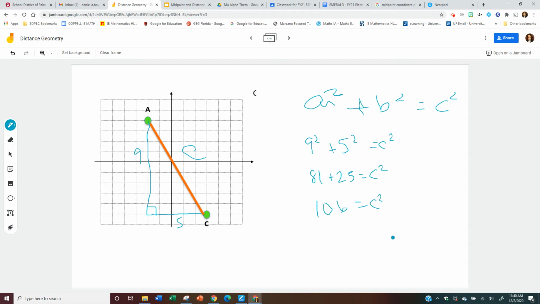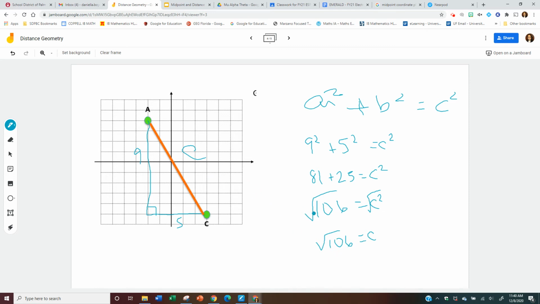Okay, so now let's think about this. You want to get c. You essentially need to figure out how to get rid of the squared. The opposite of squaring something is square root, which means that we want to take the radical of both sides. So now we get the square root of 106 is equal to c, meaning that the distance is equal to the square root of 106.